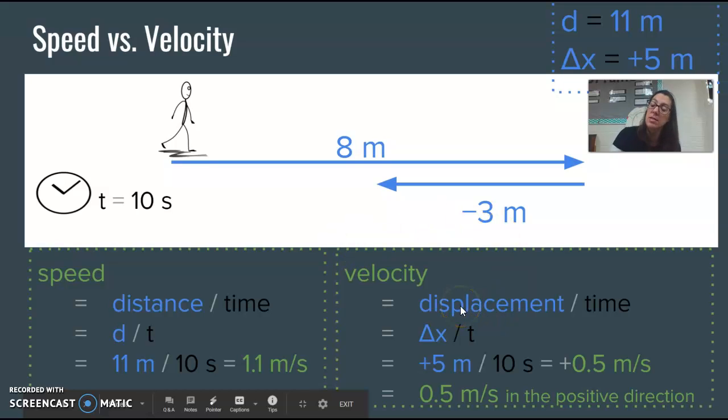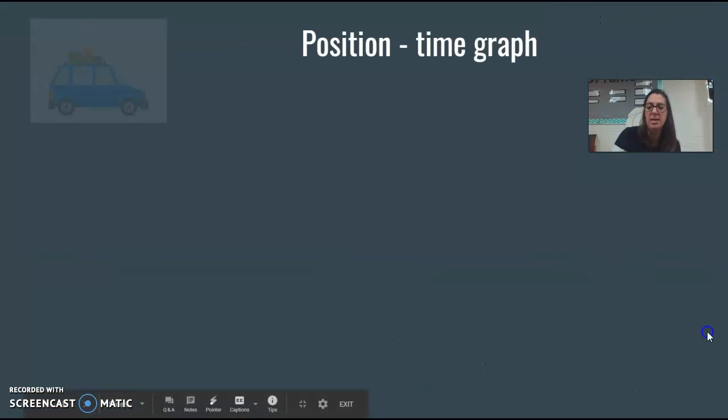My velocity is my displacement divided by time, and it has a direction as well. And so my displacement is 5 meters to the right, so we're going to say that's positive because he's moving in the positive direction, divided by 10, and so I get an answer of 0.5 meters per second to the right in the positive direction. So this is interesting because my velocity is much lower than my speed, even though we started and ended in the same spot. So something to think about. We have to keep that in mind.